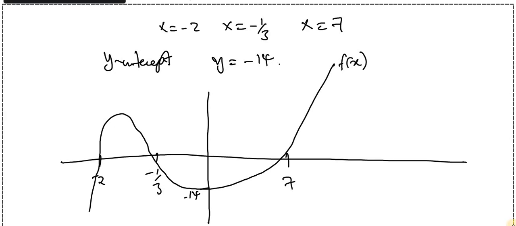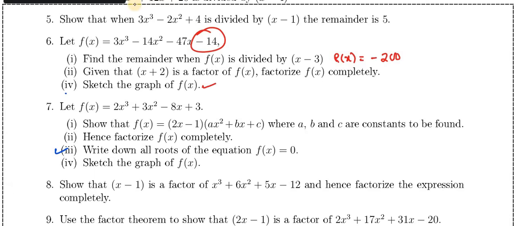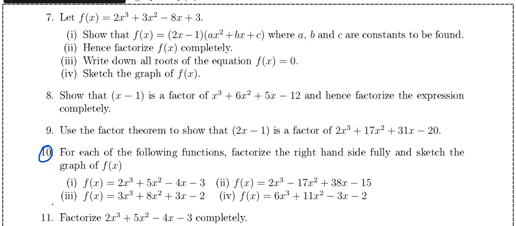If the constant in the question, or the y-intercept, was positive somewhere there, the graph would have been the other way around, like this. This is how the graph would have been. So that's how we do questions that involve us to sketch polynomials. That's what we are simply going to do also on number 7. It's the same thing. So let me just give you a guide.